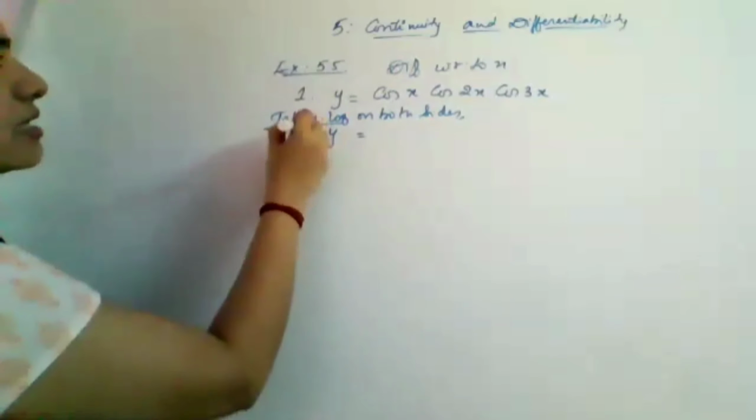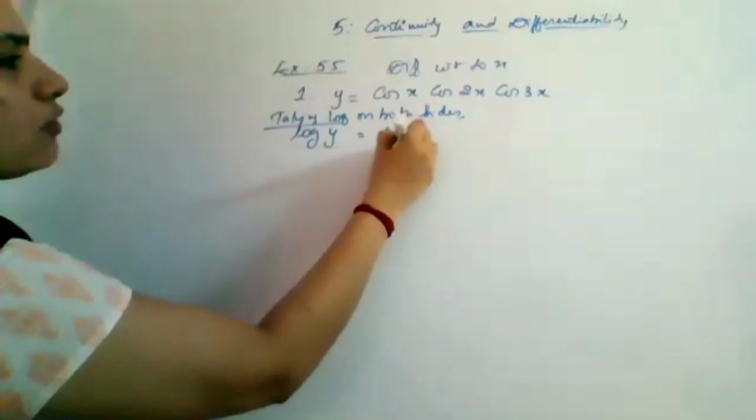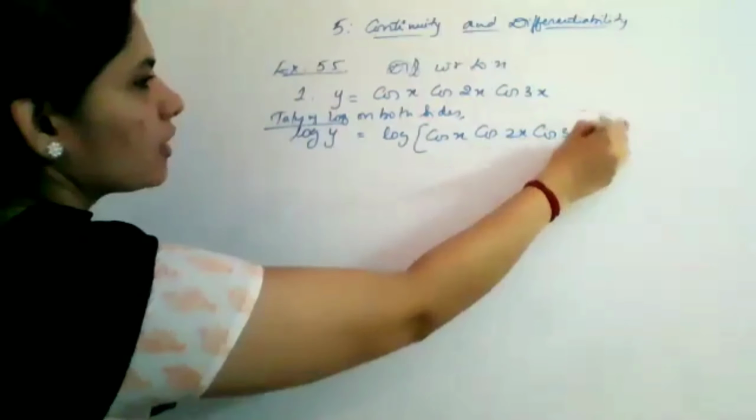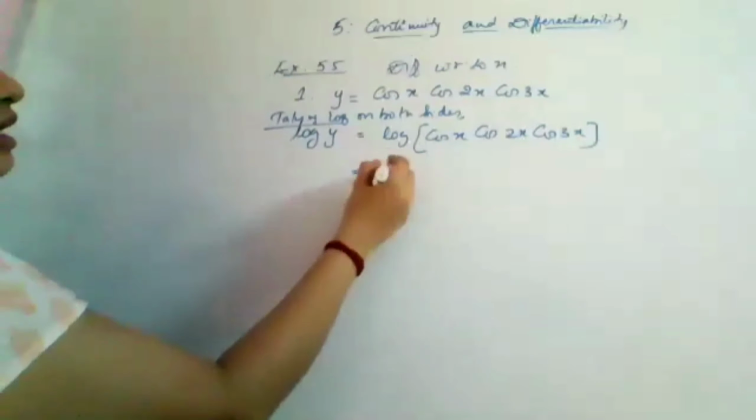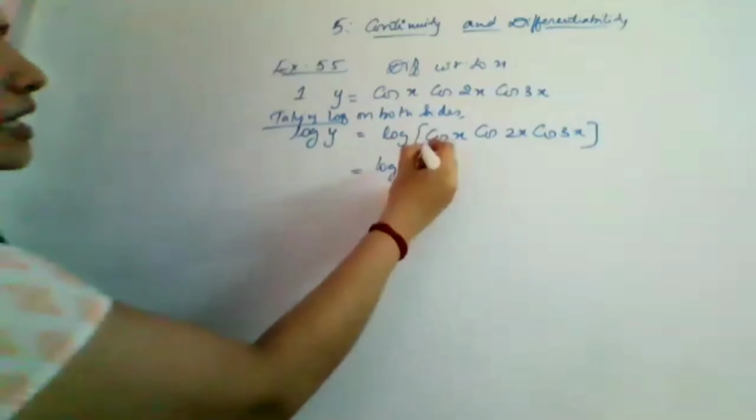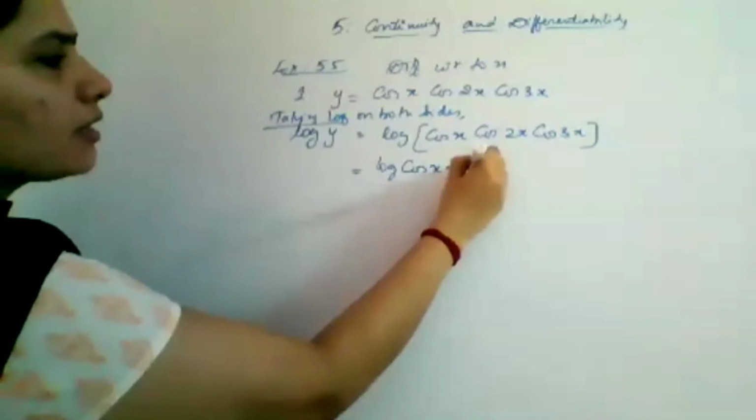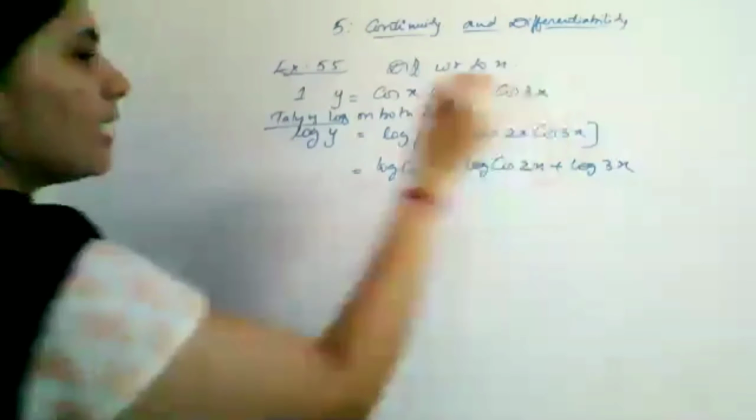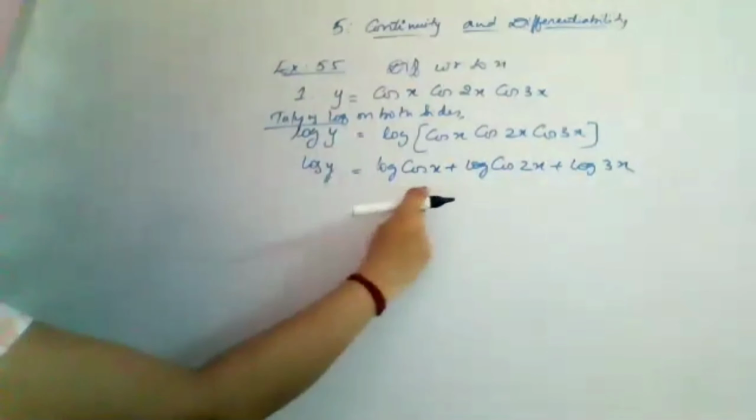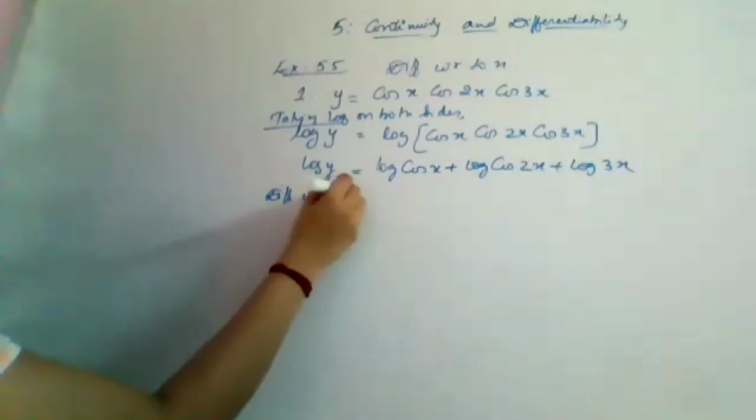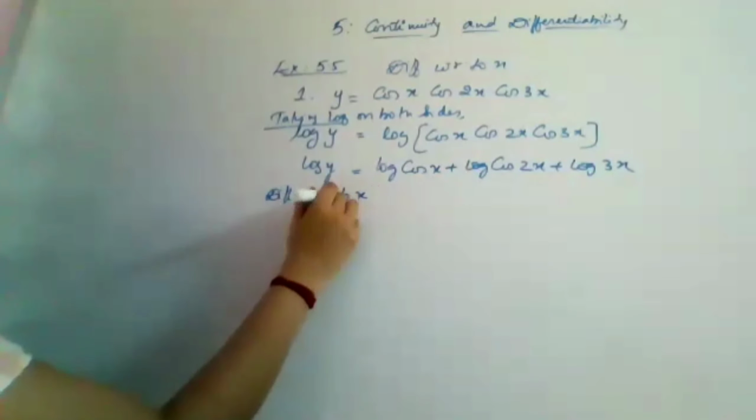What you will get, log y is equal to log of the product. What is log of the product according to the property of log? It will give you log of AB is log A plus log B. So you'll get, log ABC you have, so you have log A plus log B plus log C as your RHS. Okay, you have used the property of log. Now you have to differentiate with respect to x on both sides.